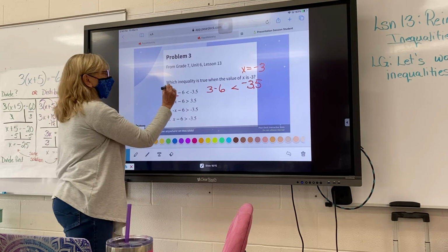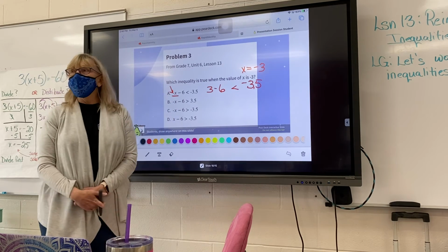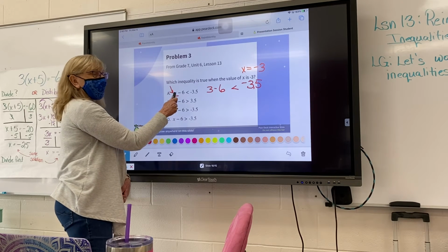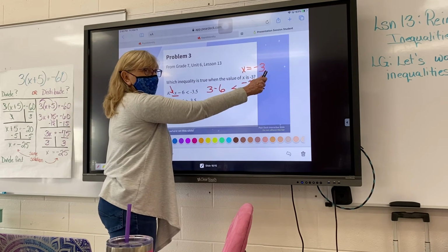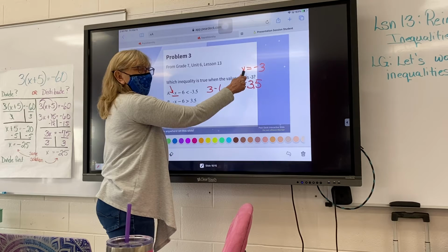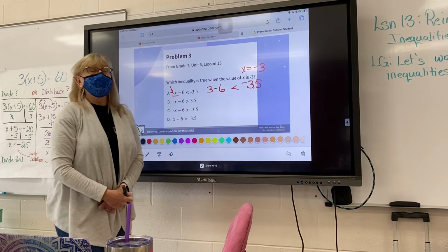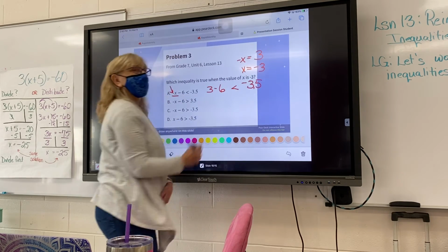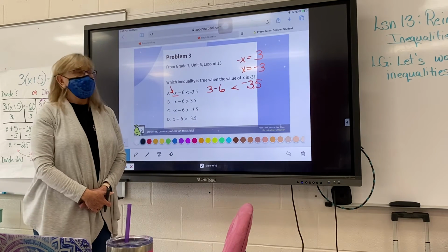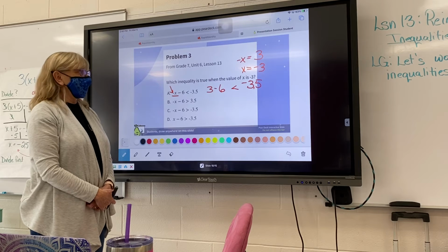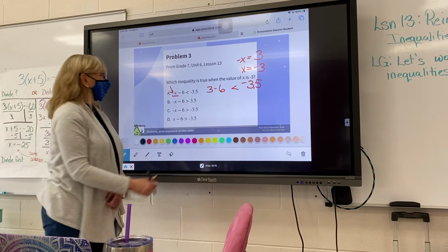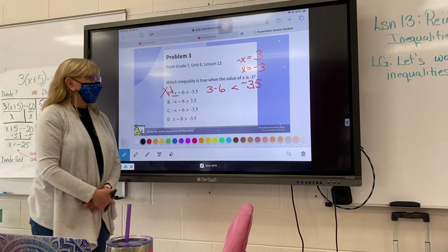Yes. Think of this as not a negative, think of it as opposite. The opposite of x. Well, if x is negative 3, what's the opposite of x? 3. Because it's going to be the opposite. Because it's basically saying that that's positive x. So is this a true statement? No. Okay, A does not work.